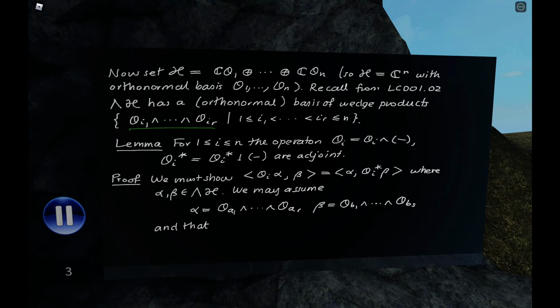Now notice that just for degree reasons, if we look at the left and right hand side of this equality, they'll vacuously both be 0 unless the degrees of alpha and beta match up. That is, we need s to be equal to r plus 1 and r greater than or equal to 0. Okay. So let's just do the check.